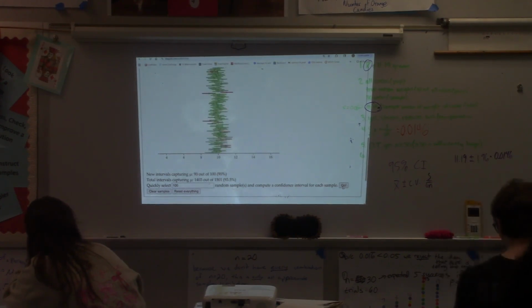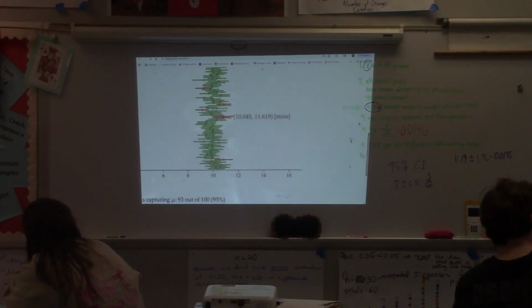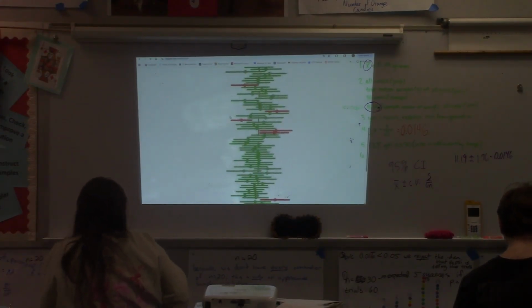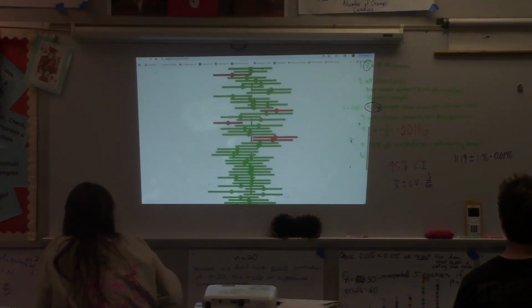Say again. Why won't you be 95? I know. So look, I need you to see something right here. Anyone see anything interesting about these intervals? Very far. Look at this red one that missed versus this green one that missed. It's shorter. Some of these intervals are actually shorter than others, which is part of the reason.